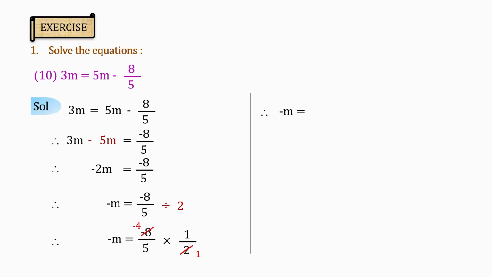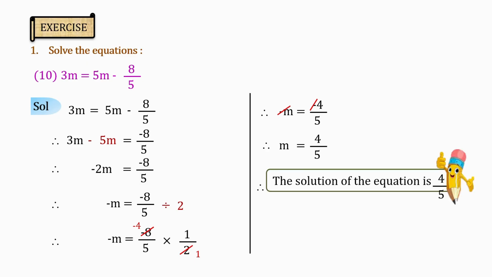So finally we got minus m equal to minus 4 by 5. Since on both sides we have a negative sign, we can easily cancel these signs. So m equal to 4 by 5. So the solution of the equation is 4 by 5 in this case.